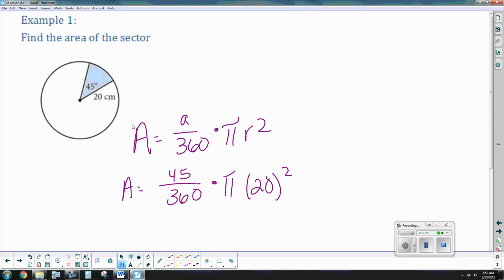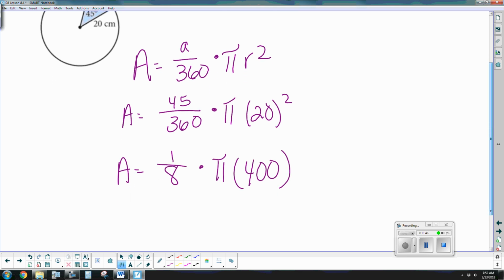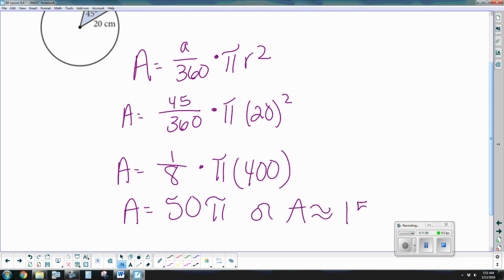And if you simplify 45 over 360, you get 1/8 times pi, and 20 squared is 400. So to simplify this, the area is 50 pi, or the area is approximately equal to 157 centimeters squared.